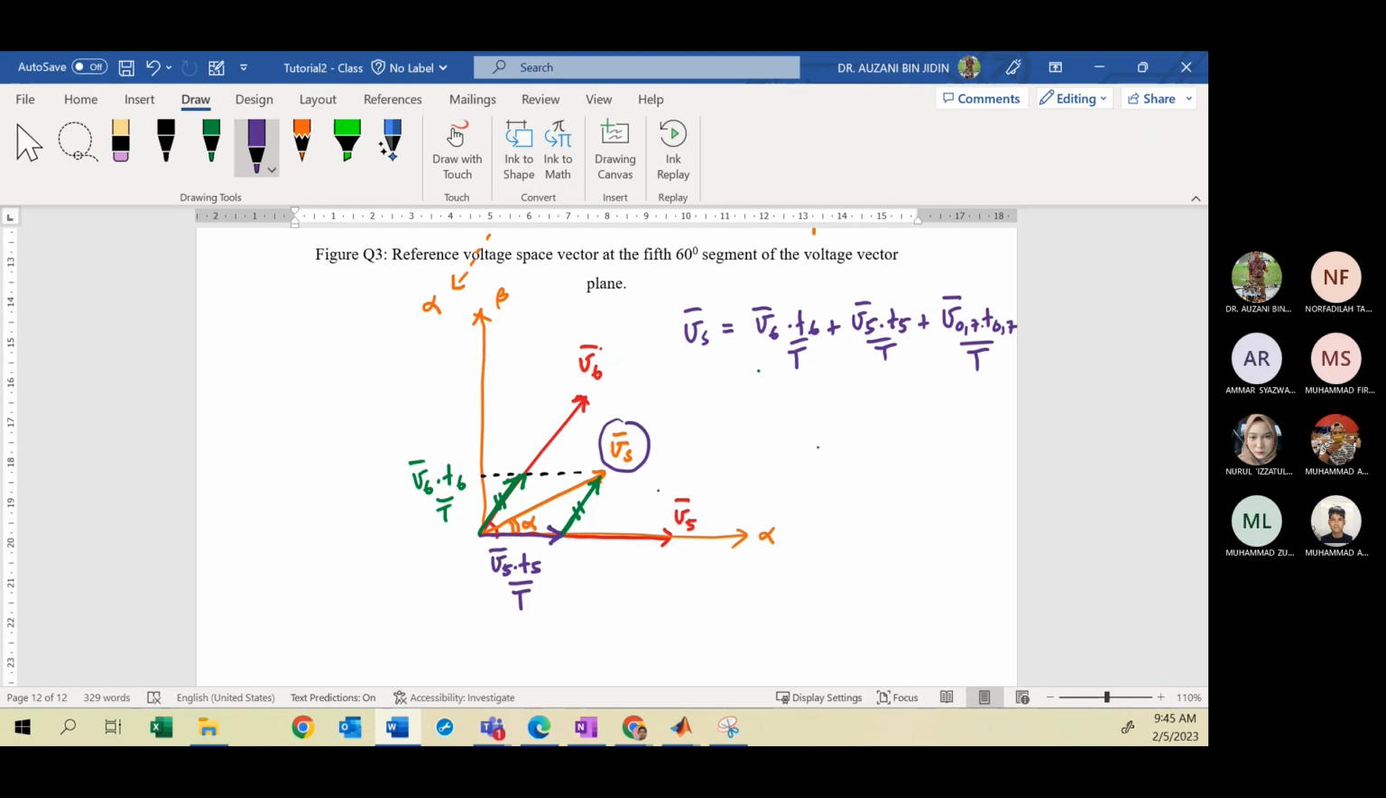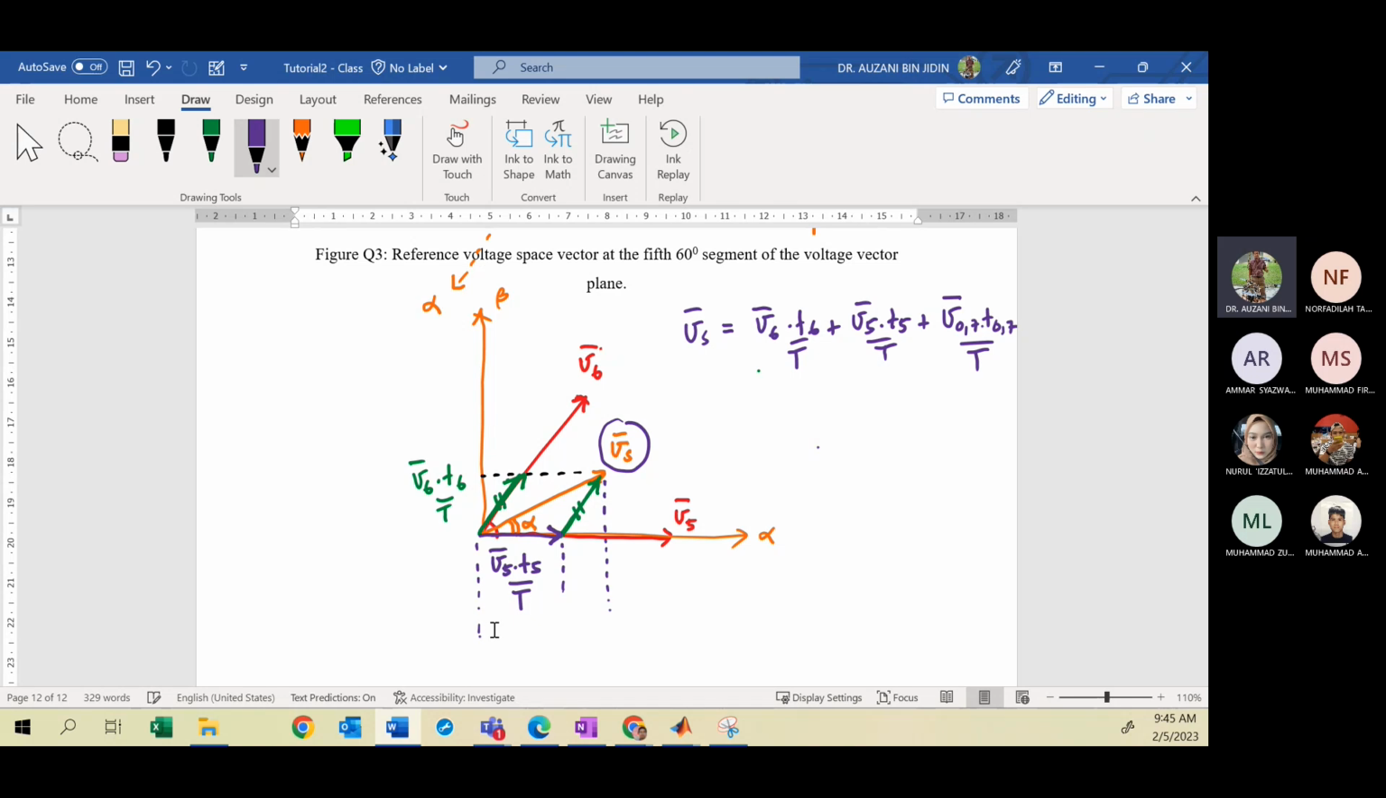Okay. So you must draw properly. Identify what component vectors are involved to produce the resultant vector Vs. Okay. So then you can extend your work now to calculate this component of vector. Maybe I sketch first the line, the projection line here.